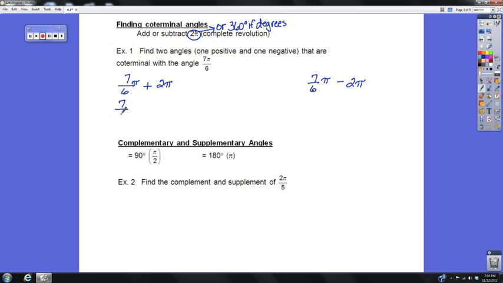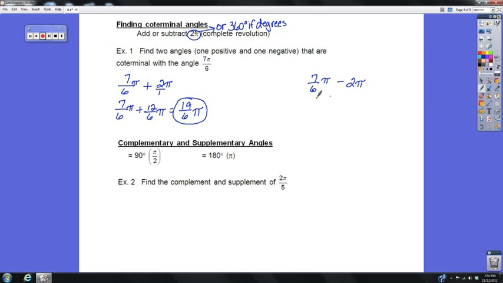So this is going to be 7/6 pi plus 2 over 1 would turn into 12/6 pi, which would be 19/6 pi. This would be my positive coterminal angle. Got a little extra squiggly on my pi there. Let's try that again. Okay. 19/6 pi, that would be my positive coterminal angle.